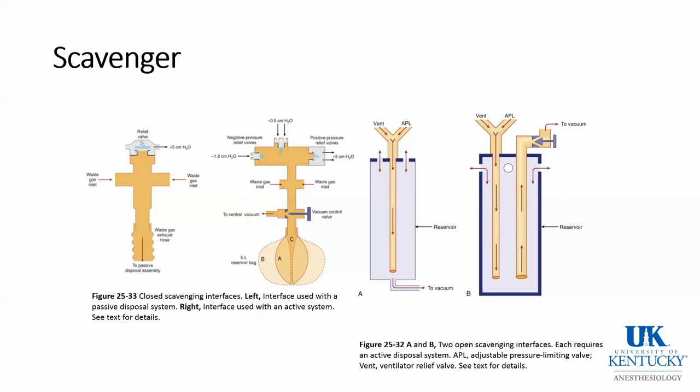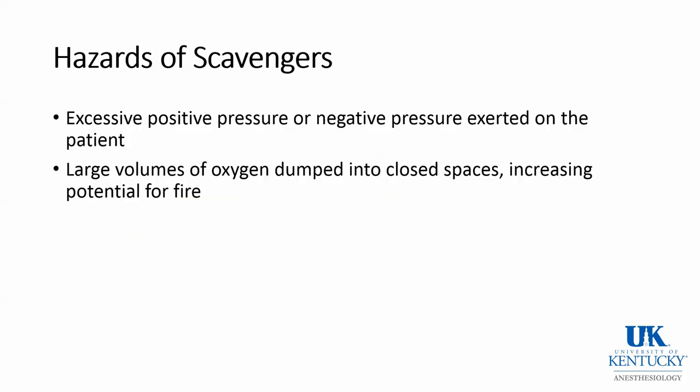It's possible that if the fresh gas flow is very high, there's a spill into the room. The figures on the right show open scavenging systems, which require active disposal, in other words, vacuum. Scavengers have hazards. Excessive positive pressure or negative pressure can be exerted on the patient. Large volumes of oxygen can be dumped into closed spaces, increasing the potential for fire.